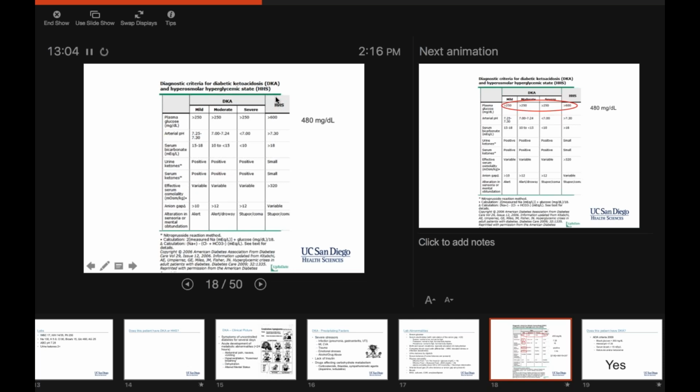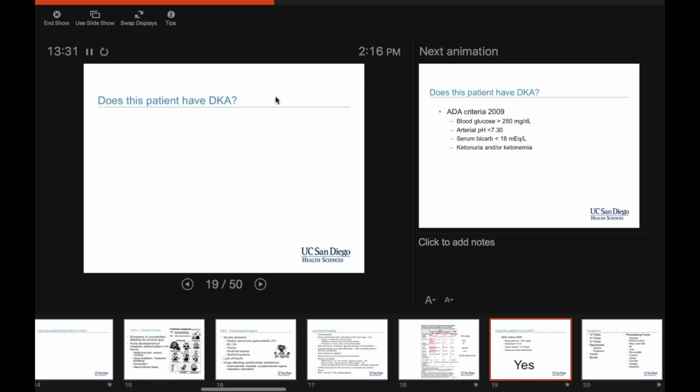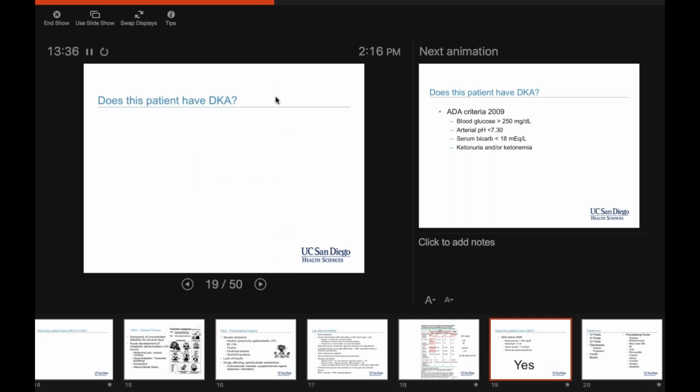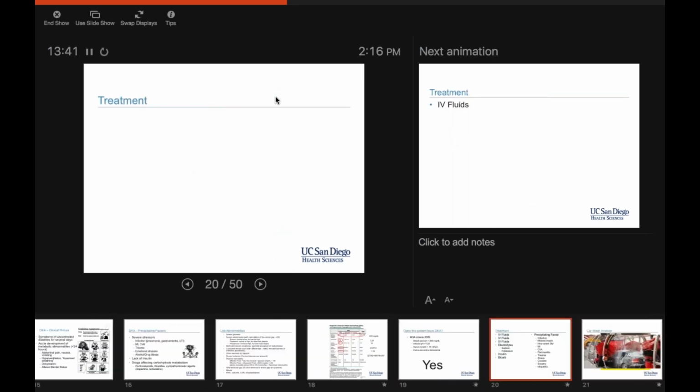Okay, for our patient, he had a blood sugar of 480. He had a pH of 7.28, a bicarb of 15. Urine ketones were positive. Serum were elevated. And here's his calculated effective osmolality. So you take sodium times 2 plus glucose divided by 18, and that's 287. Okay? So, does he have DKA? Yes? Absolutely.